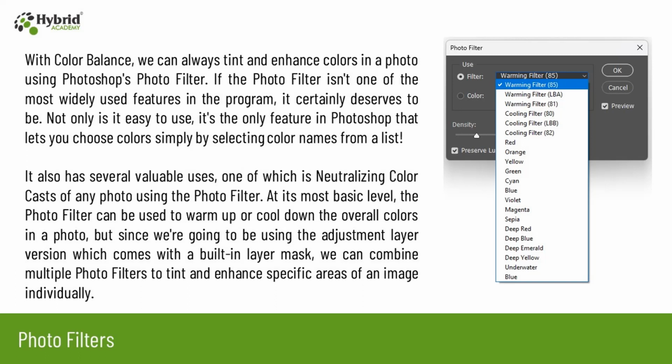At its most basic level, the photo filter can be used to warm up or cool down the overall colors in a photo. But since we are going to use the adjustment layer version, which comes with the built-in layer mask, we can combine multiple photo filters to tint and enhance specific areas of an image individually. Let's see this in Photoshop.